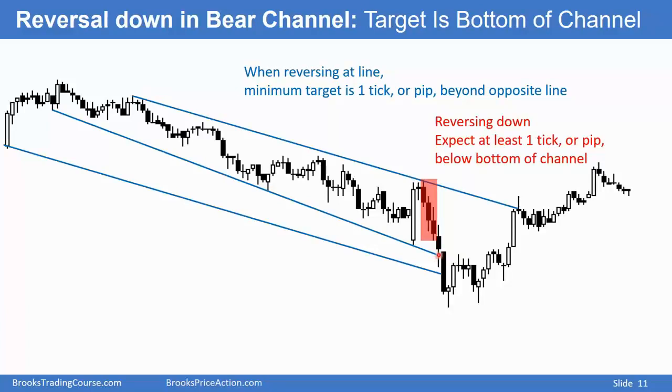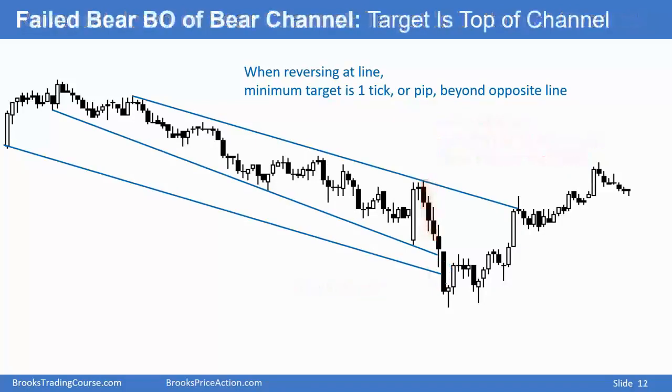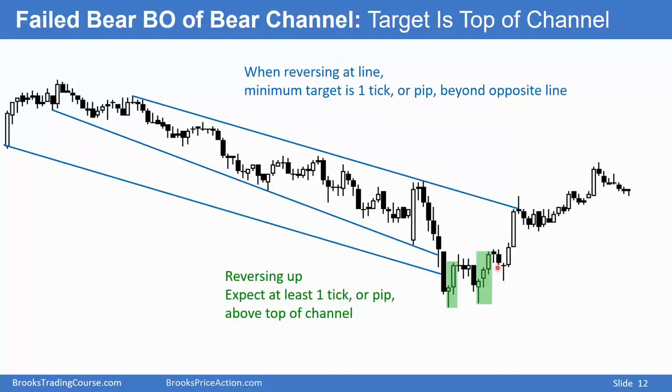Different ways to draw the channel, so here, maybe here. The target was reached here. We got a little bit below the bottom of the lower line. Reversing up and reversing up again. What's the minimum target? At least a little bit above the top of the channel. And the bulls reached their target there, and you can see the hesitation, some profit taking at the top of the channel.